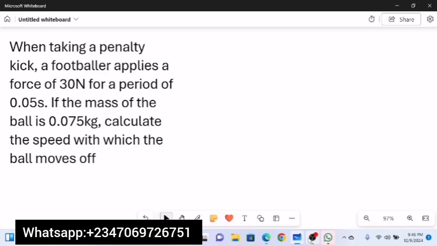Question says, when taking a penalty kick, a footballer applies a force of 30 newtons for a period of 0.05 seconds. If the mass of the ball is 0.075 kg, calculate the speed with which the ball moves off. Now let's pick our parameters. We're given that when taking a penalty, a footballer applies a force of 30 newtons. So given force F was given there as 30 newtons.